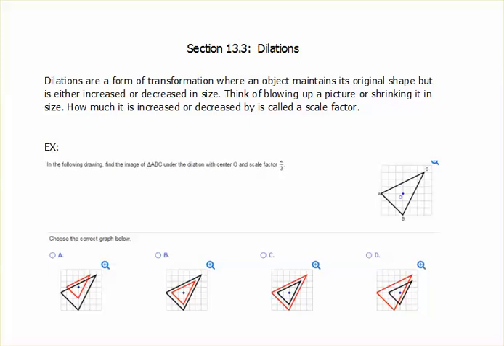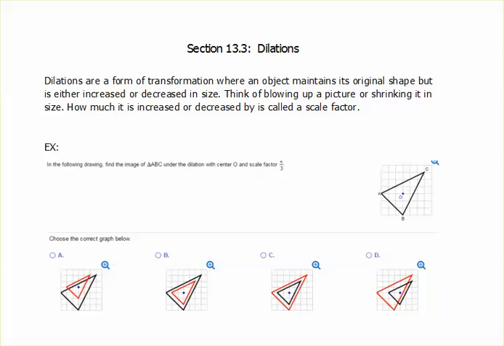Or you can also think about shrinking it in size. And that would also be a dilation. How much we increase it or decrease it by, we call a scale factor. Now, if you think about it for just a second, if we have a picture at its original size and we were to copy that at its original size, we would say that that would be 100%, because it would be its original. The original size is 100%.